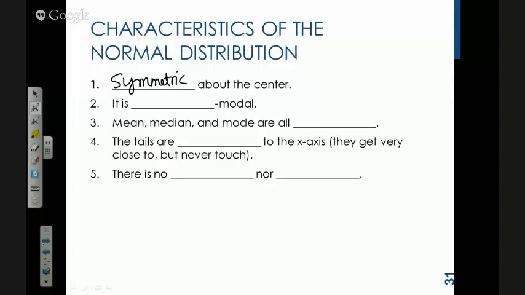It is unimodal. So how many modes does it have? How many peaks does it have? 1. So it's unimodal. The mean, median, and mode are all the same.